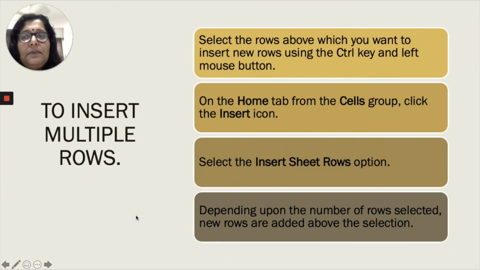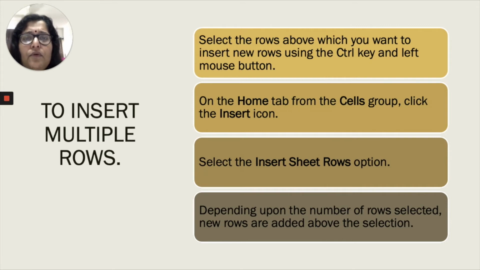To insert multiple rows, select the rows above which you want to insert new rows using the Control key and left mouse button. Again, go to Home tab. In the Cells group, in that there is the Insert icon. Select the Insert Sheet Rows option. This time, Insert Sheet Rows option is what you need to click. Depending upon the number of rows selected, new rows are added above the selection.